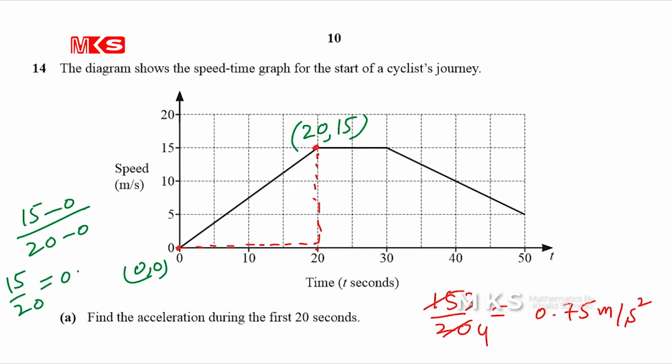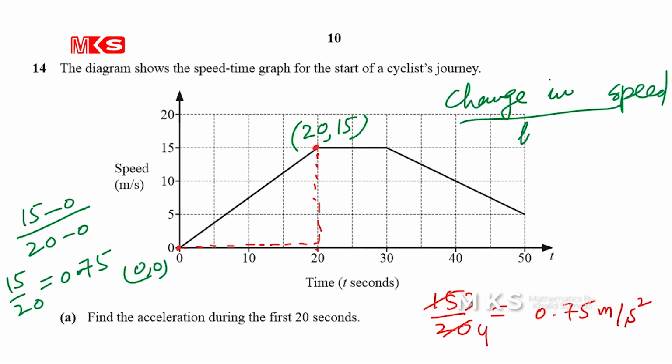Which is 0.75. We say acceleration is change in speed or velocity over time. It has changed from 0 to 15 in 20 seconds. So the change in speed is 15, from 0 to 15. So the change is 15, over 20 seconds, so we divide by 20. So that is the third way.